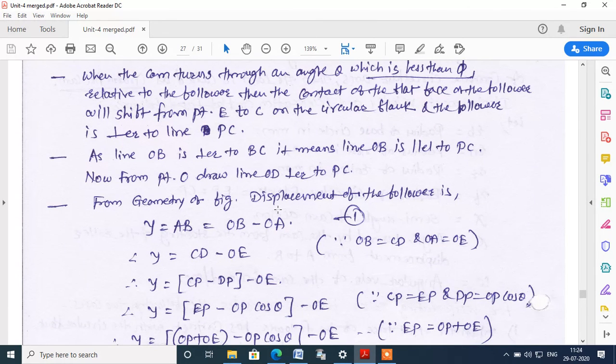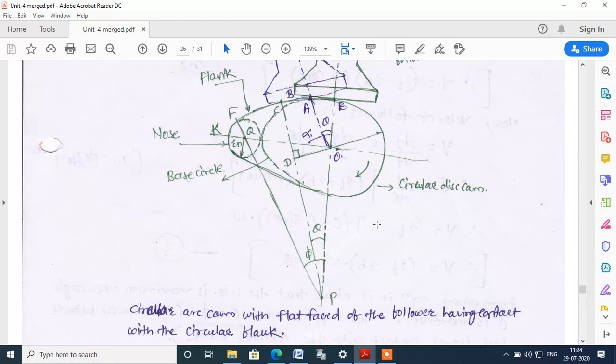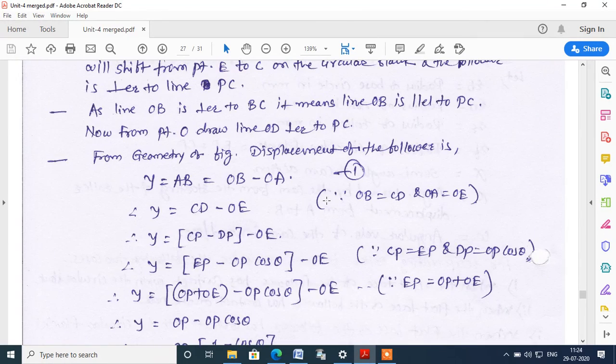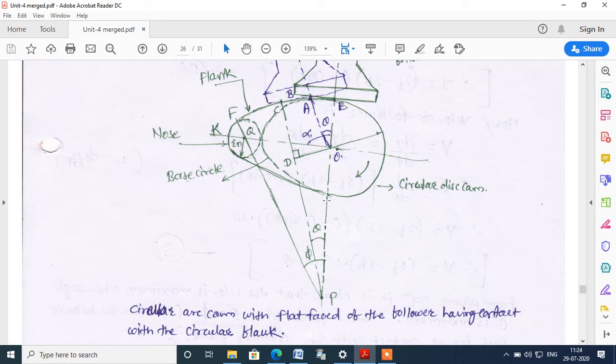Then from the geometry of the figure, we have to find the displacement of the follower. The displacement of the follower is y, and that is equal to AB. Now AB equals OB minus OA. So this displacement AB: this is the earlier point A, the next point B. So OB minus OA gives us AB.